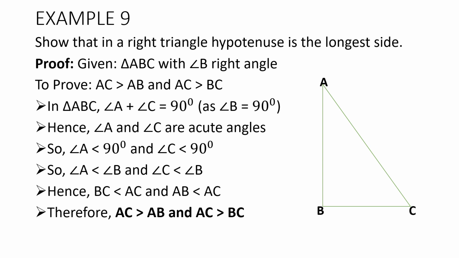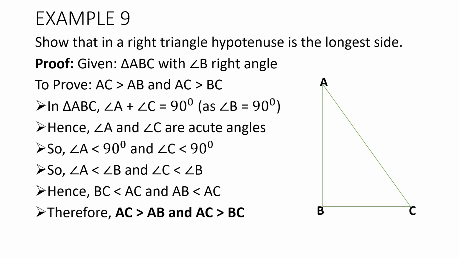Now in triangle ABC, angle A plus C is 90 degree because the sum of three angles is 180 degree. From that angle B is 90 degree. So the sum of remaining two angles A and C is 90 degree. So obviously angle A and C are acute angles, both have measure less than 90 degree. Now angle A less than 90 degree, but 90 degree is the measure of angle B. So we can write as angle A less than angle B. Similarly angle C less than angle B.